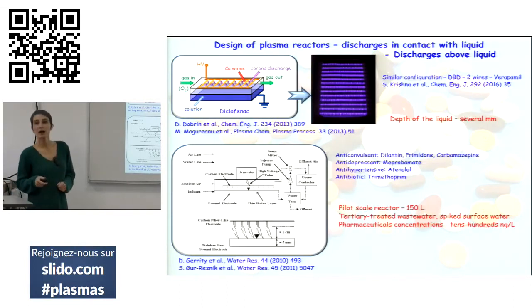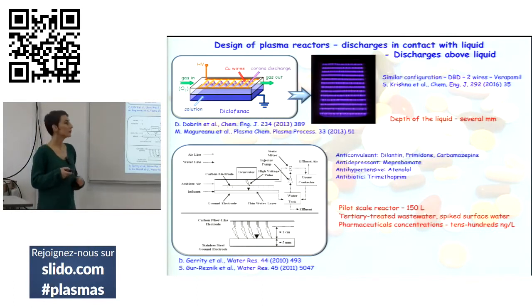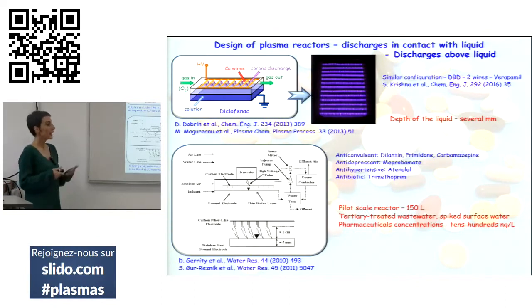And what is remarkable is that this is one of the few studies at pilot scale with large volumes of liquid, 150 liters. They are also using real wastewater or spiked surface water. And the concentrations of pharmaceuticals are of the order of tens to hundreds of nanograms per liter. So they are basically the concentrations that are found in the environment.